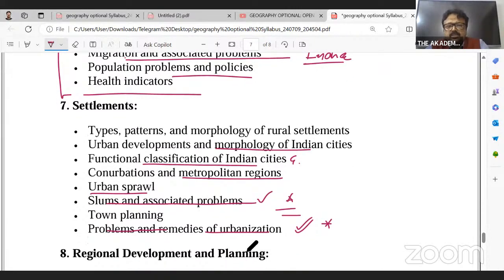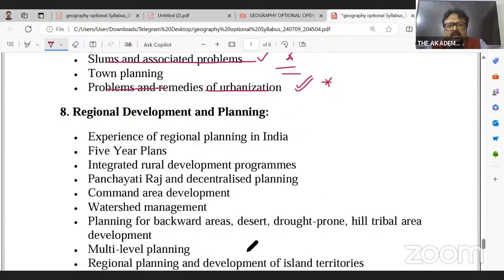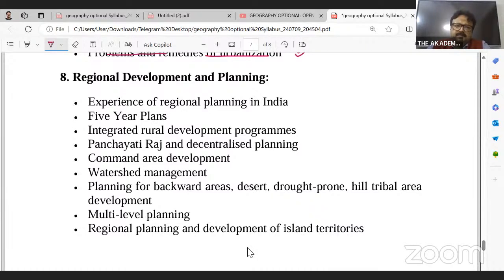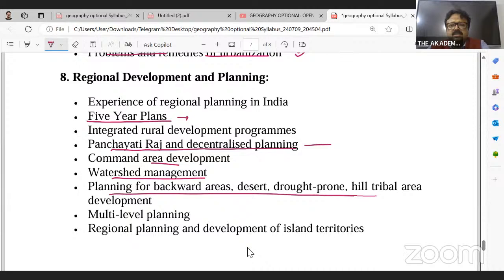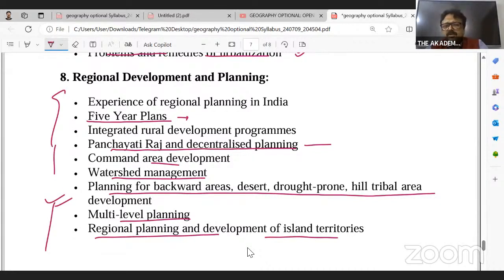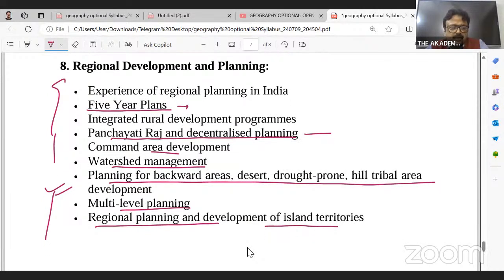Let's come to next, regional development and planning. Again, try to see this 5 year. Is it not the part of your economy? Answer is yes. Then come to Panchayati Raj and decentralized planning, command area development, watershed management, planning of backward area, desert drought prone area, hill tribal area development, multi-level planning, regional planning and development of island territory. These are the part of geography as well as part of, what you can say, social issue and economy.